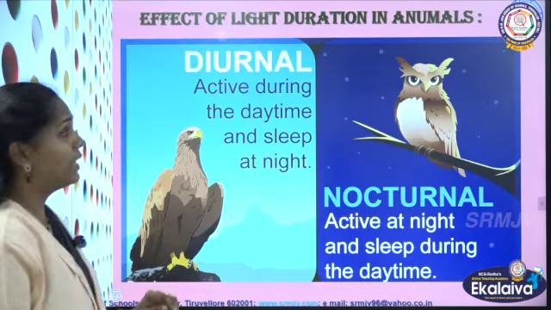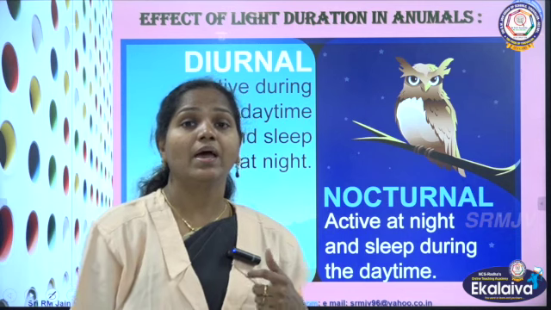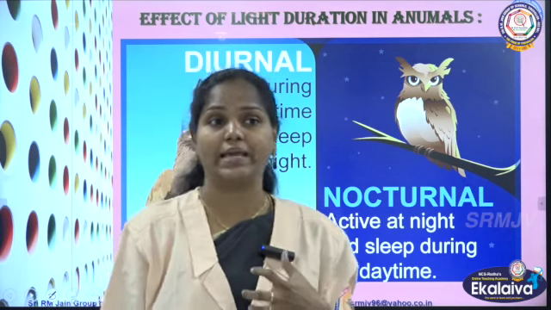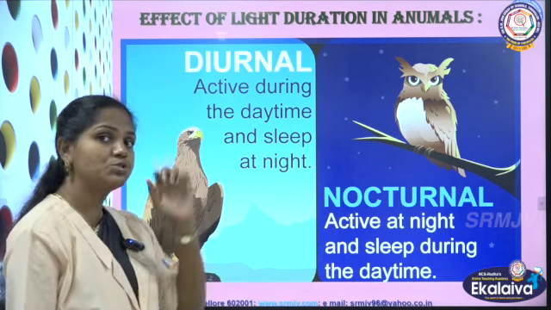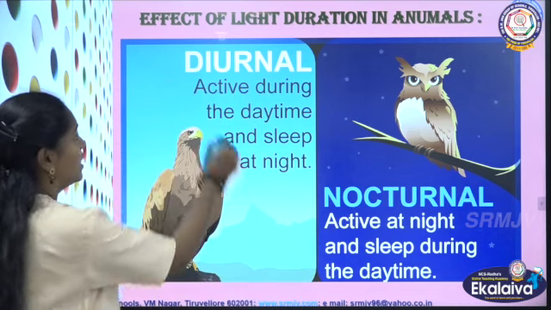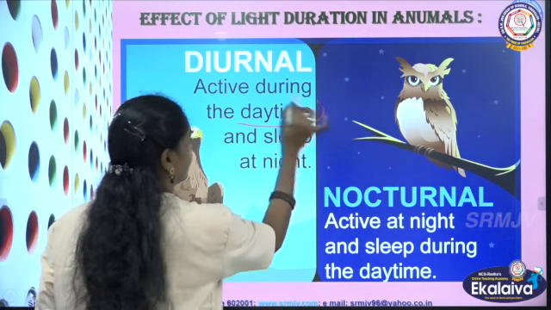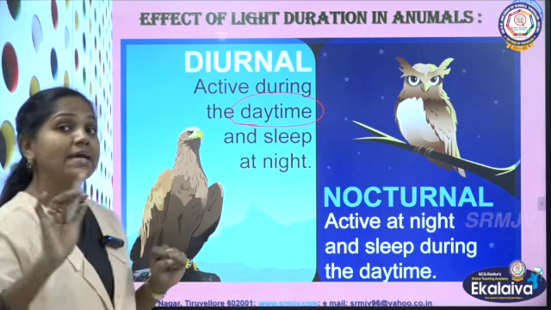Then when you take animals, on the basis of how they use this light, we can classify them into 5 groups. That is diurnal animals. Diurnal animals are the animals which are active only during daytime.